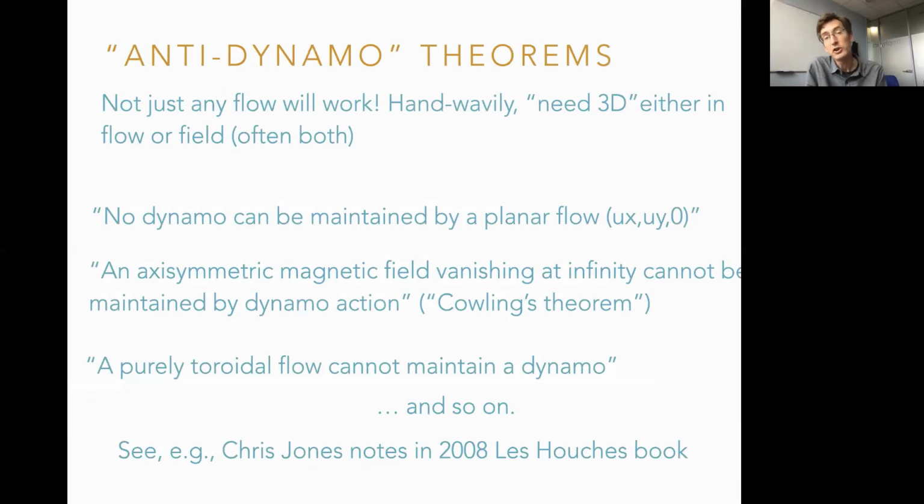Similarly, when I said that stretching by the flow is not enough, there are a series of what are sometimes called anti-dynamo theorems that tell you what kinds of flows might work as a dynamo. The hand-wavy summary is that you need the motion to be three-dimensional. For example, no planar flow can drive a dynamo. An axisymmetric magnetic field vanishing at infinity can't be maintained by dynamo action; that version is called Cowling's theorem. The one most relevant to our discussion is that a purely toroidal field, in other words something like differential rotation, cannot maintain the dynamo by itself.